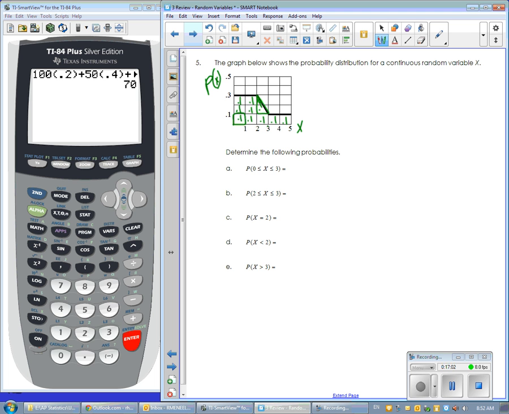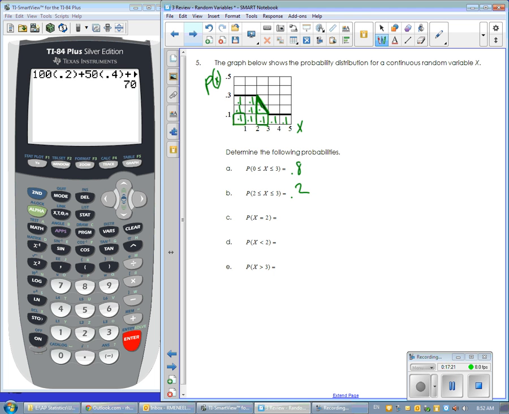And remember, the equal sign doesn't matter. So I'm simply going to add up all those 0.1s. And it looks like there's 8 of them. So it's going to be 0.8. For part B, we're looking at the area between 2 and 3. So that's this area here. That's going to be 0.2.